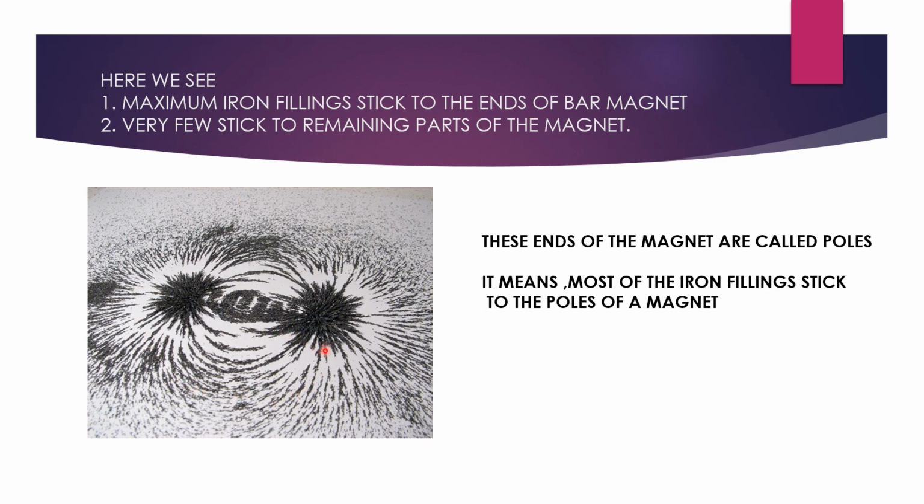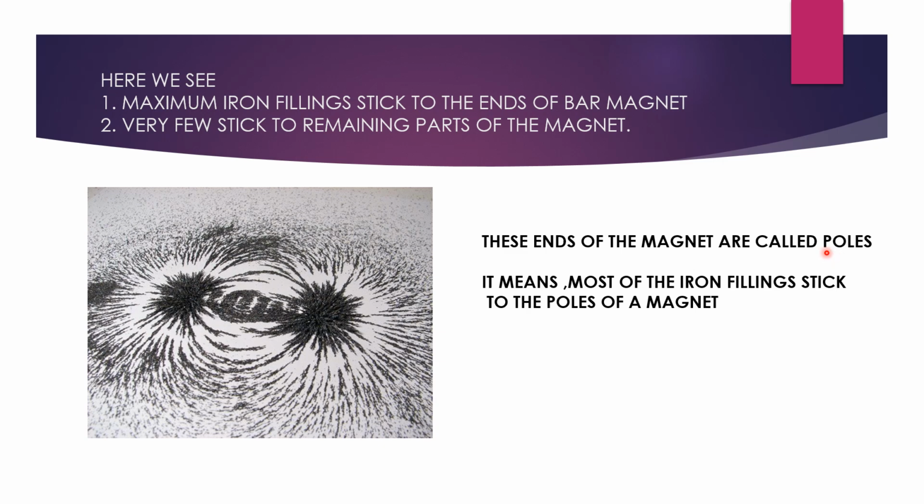paper. That means, can you see that maximum iron filings stick to the ends of the bar magnet? So these are the two ends, and maximum iron filings we are seeing on the ends, and very few are sticking on the remaining parts. On the center part, very few are coming, but mostly they are on the ends. So these ends are called the poles.